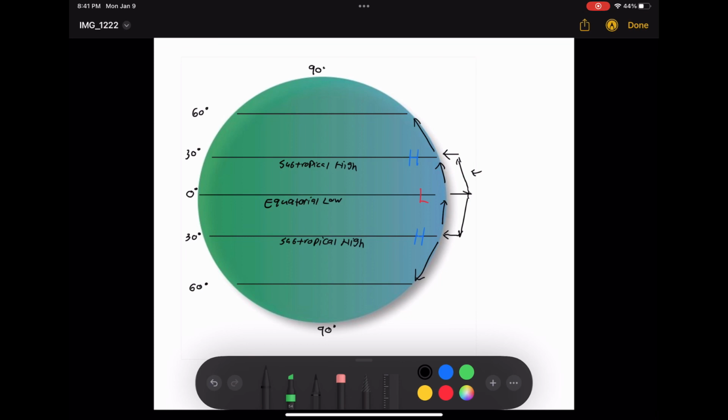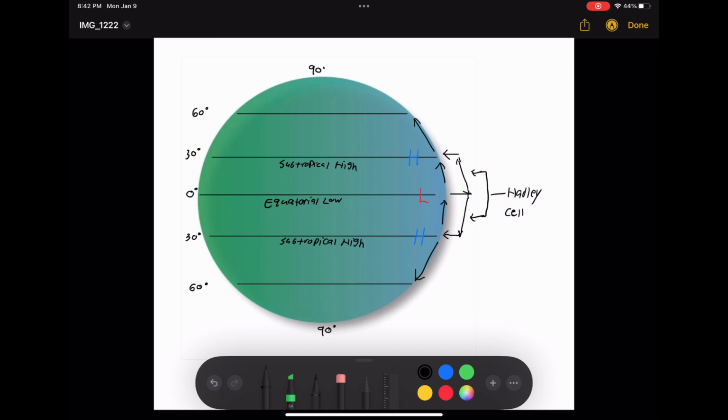So with this pocket of air that we have created, this circulation is going to represent something called Hadley cells. These Hadley cells are basically going to represent this circulation area that we have created between the 30-degree mark and the equator.